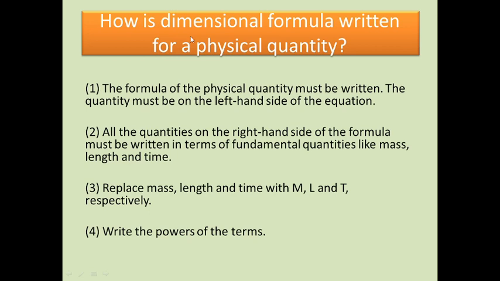So how is a dimensional formula written? First step, the formula of the physical quantity we must write, and the quantity must be on the left hand side of the equation. So if we are measuring force, that must be on the left hand side. Second, all the quantities on the right hand side of the formula must be written in terms of fundamental quantities like mass, length and time. Third step, replace mass, length, time with M, L, T. Fourth step, write the powers of the terms. These are the 4 steps you have to follow to write a dimensional formula.